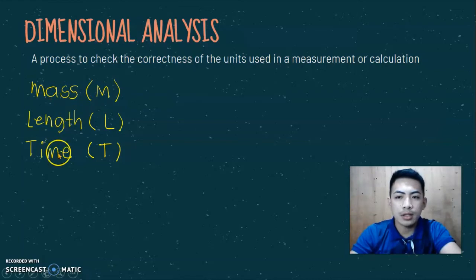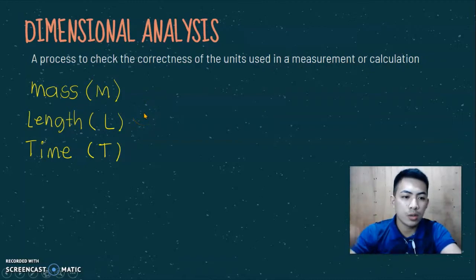This analysis will start from our fundamental quantities. Here we have mass, length, and time with the dimensions of M, L, and T. We are using mass, length, and time here because in General Physics 1, the topics in the first to second quarter are more on motion and forces, and these quantities are highly involved. Those are the quantities you will most often see. So the use of dimensional analysis is to check whether your answer is correct or not in terms of the units.